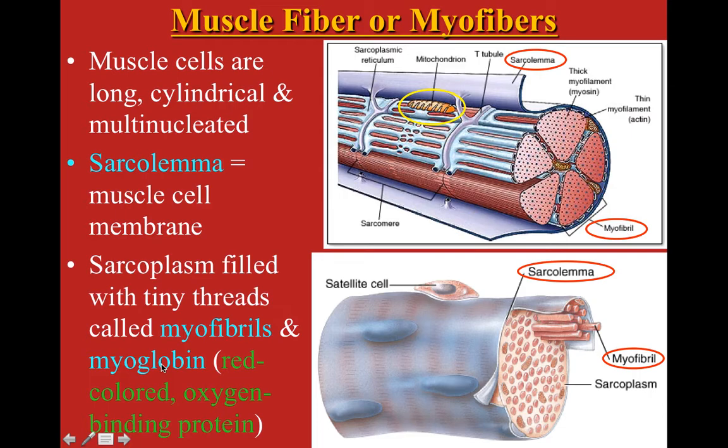So just like when we studied the cell, we called it the fluid-like matrix inside the general cell, cytoplasm. For a muscle cell, we call it sarcoplasm. And within the sarcoplasm, we see myofibrils and myoglobin. If you remember from our vocabulary, we discussed the other day that myoglobin is kind of like hemoglobin for the muscle cells, okay? It's red in color, and it's the oxygen binding protein that exists in muscle cells.